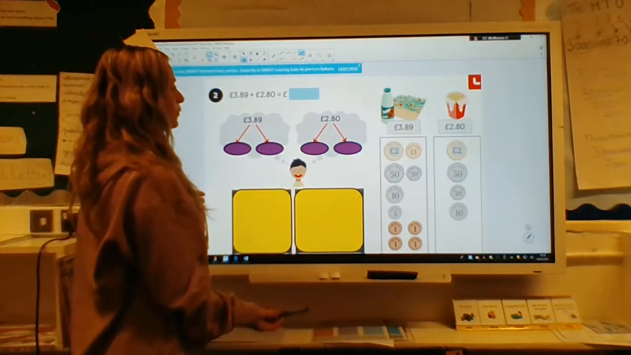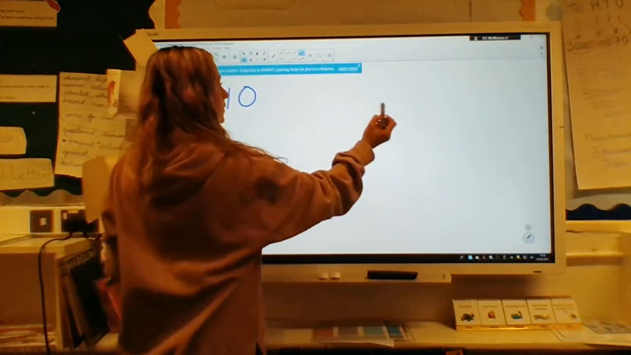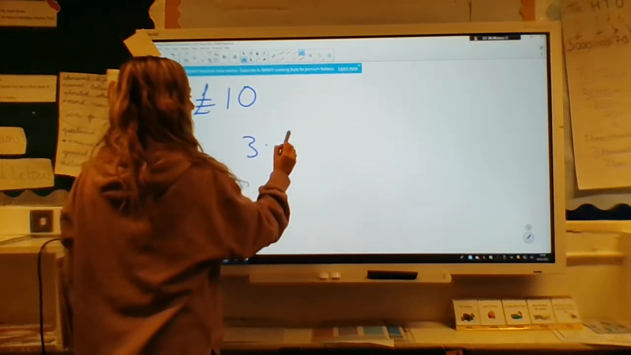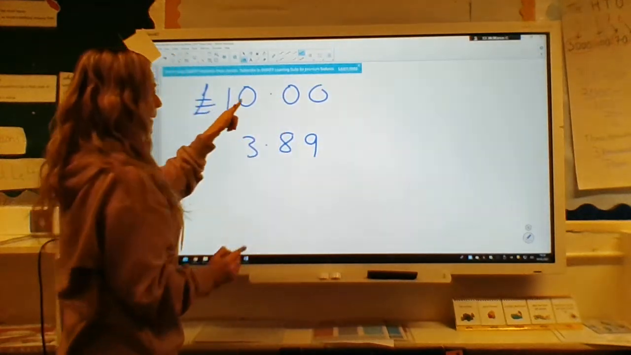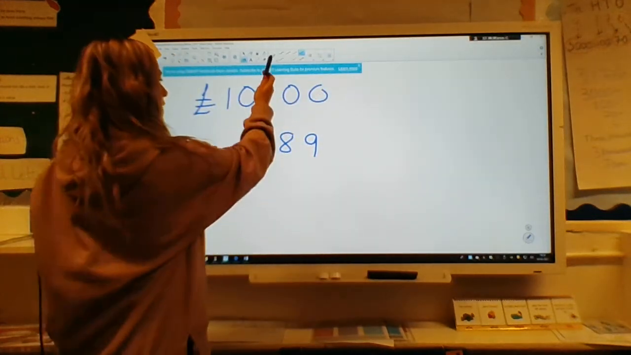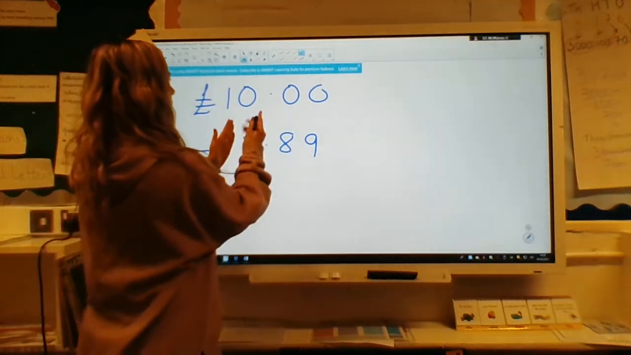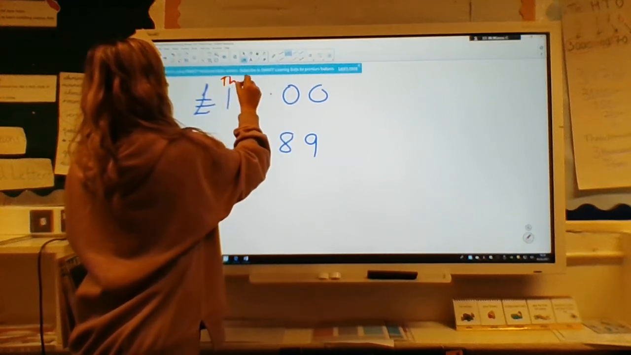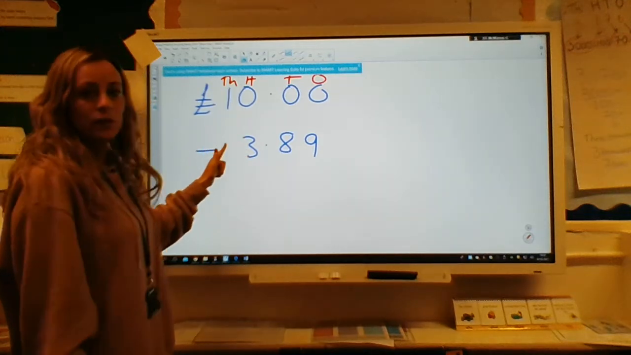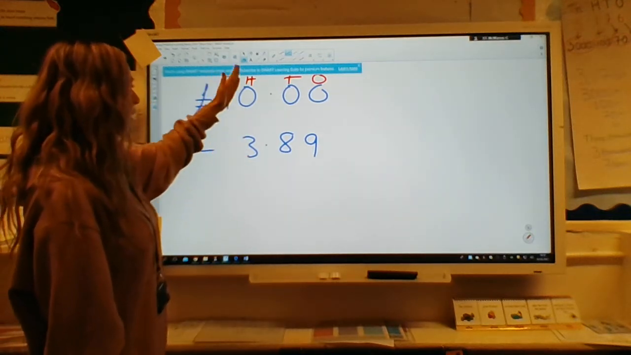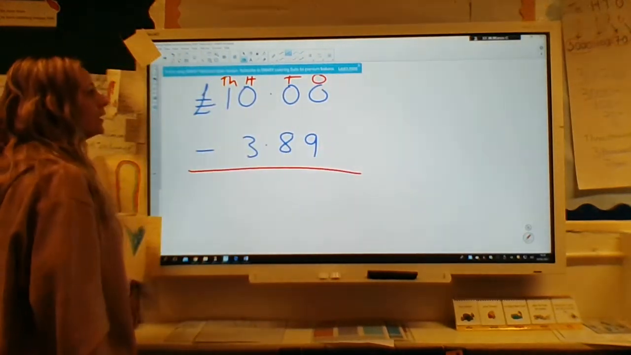So I think first of all, if you've got £10 and you're buying this and it costs £3.89, I would like you to make sure you write £10 like this. It's £10 and 0 pence, okay? And there's your decimal place. Now, when you're subtracting £3.89 from it, make sure the 3 is in the hundreds column. I'll just put the place value up here. So the 3 is in the hundreds column, it's not in the thousands column, okay? But the 10 is in the thousands and the hundreds column. So make sure it's all lined up in the correct place value and the decimal point, and then subtract.